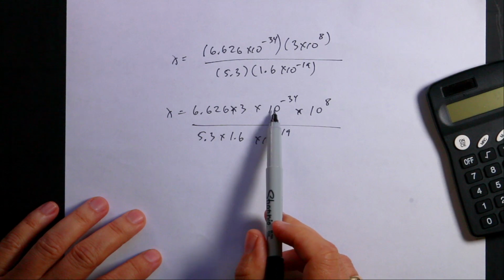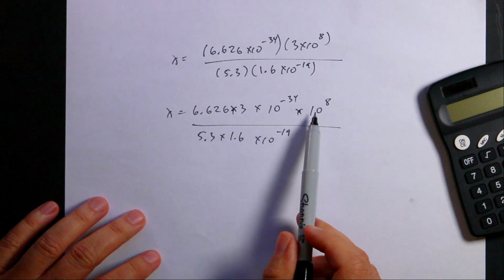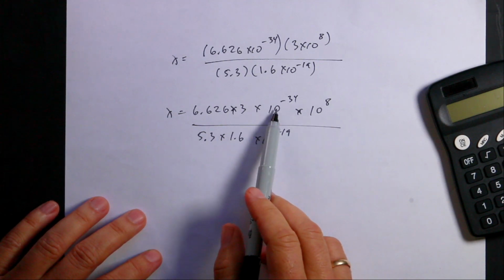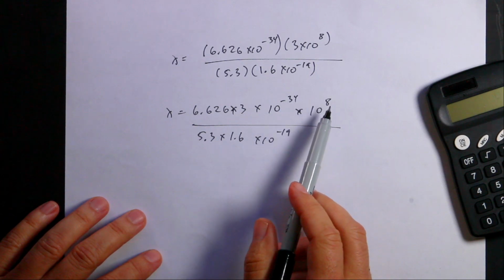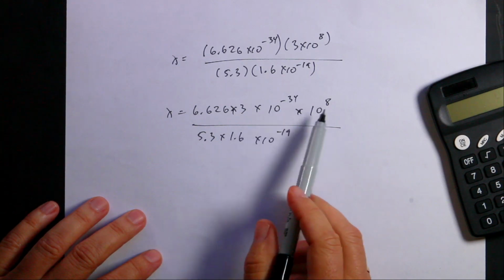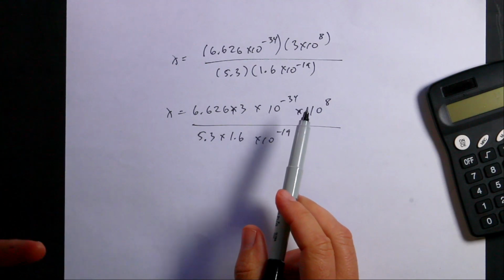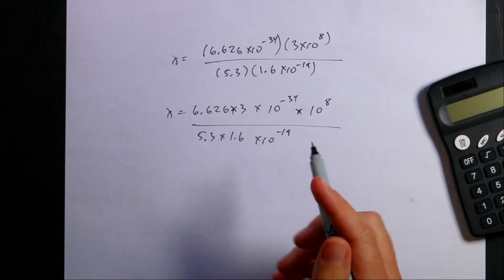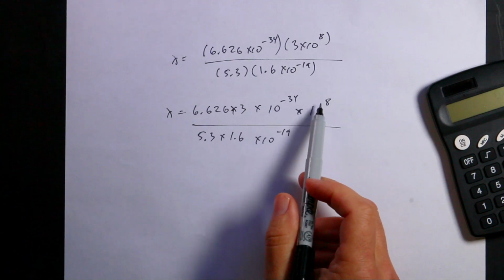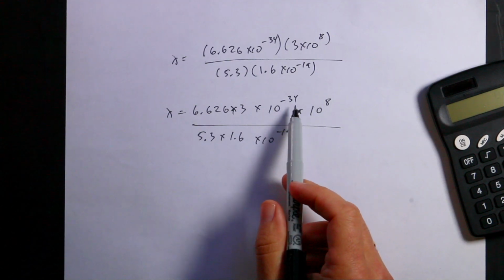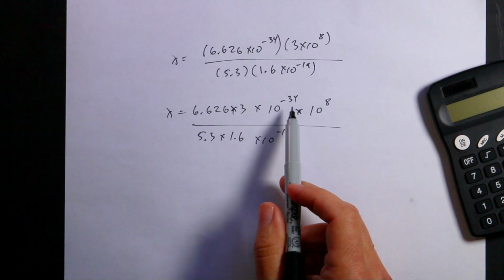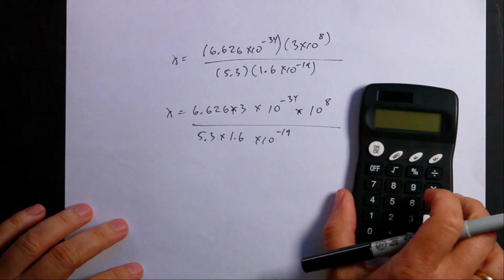Now, if I write it this way, I know something I can do, and that is, if I have 10 to the negative 34th times 10 to the 8th, then that's just going to be 10 to the negative 34th plus 8, right? Because I can add the exponents. If I multiply two things together, if you have x squared times x squared, that's x to the 4th, you add the exponents. So negative 34 plus 8 is going to be negative 26. I did that in my head. You could do that in the calculator.